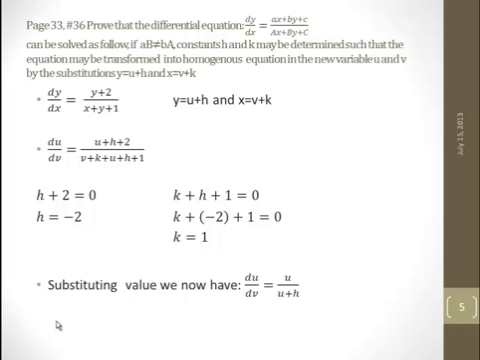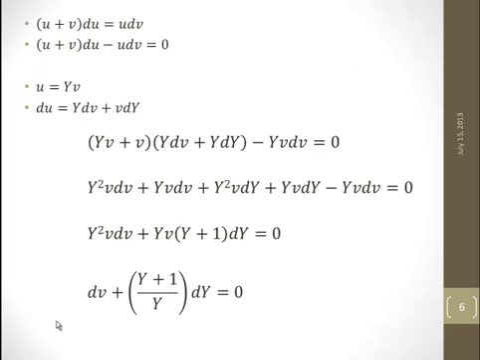Substituting these values, we now have du/dv = u/(u + v). Transposing du and dv, we now have (u + v) du = u dv, or (u + v) du - u dv = 0. And since u = yv, we take the derivative of u. We now have du = y dv + v dy.